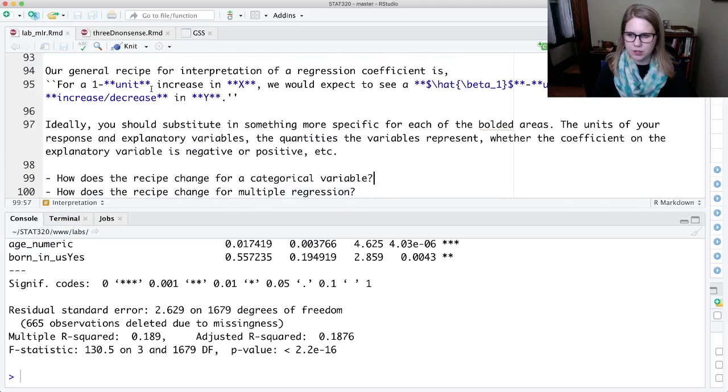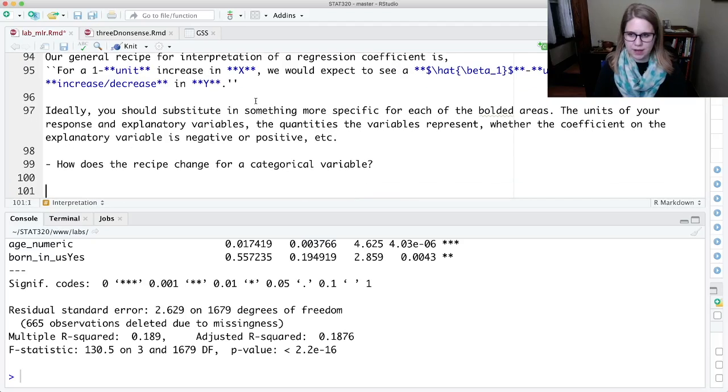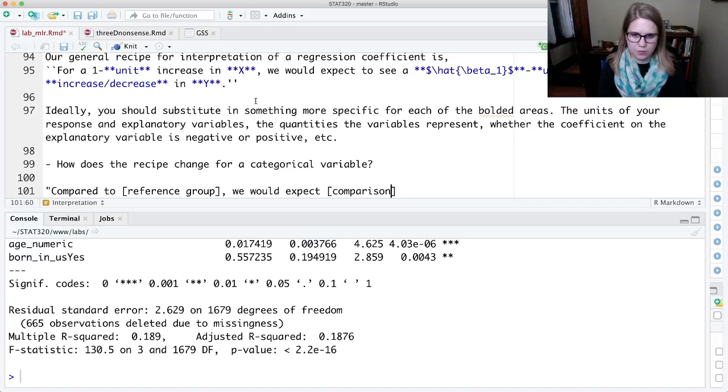I don't know if we talked about the interpretation already, but I've got my sort of generic sentence, and if it's a categorical variable, the interpretation has a compared to reference group, we would expect the comparison group to be, and then it's going to be the, like beta 1 hat units higher or lower. So we're not going to have that 1 unit increase anymore for a categorical variable. It's just going to be this comparison.